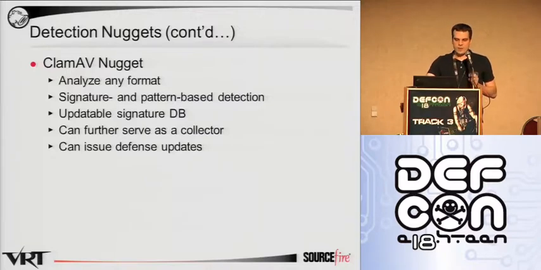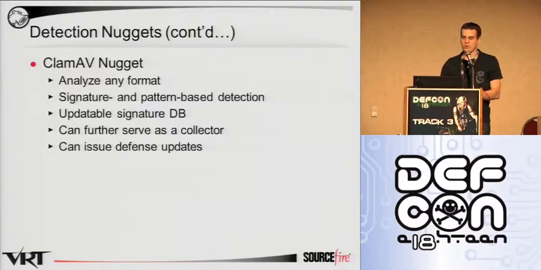The cool thing about this is that it can further serve as a collector and issue defense updates. So if you found by some other means a file sent through the system to be bad, a signature can be generated on the fly for that and then added to the DB so that Clam will alert on any future encounters with that file.